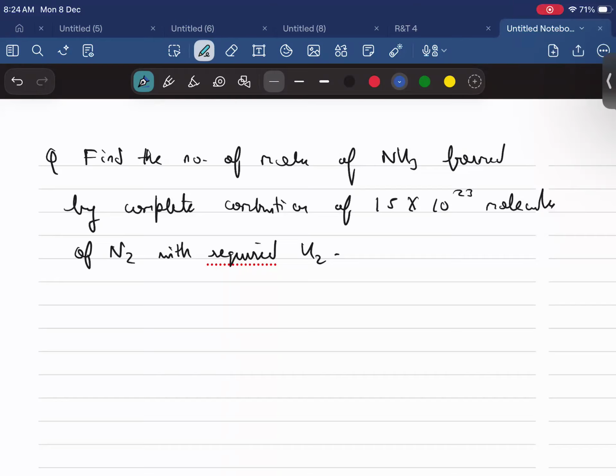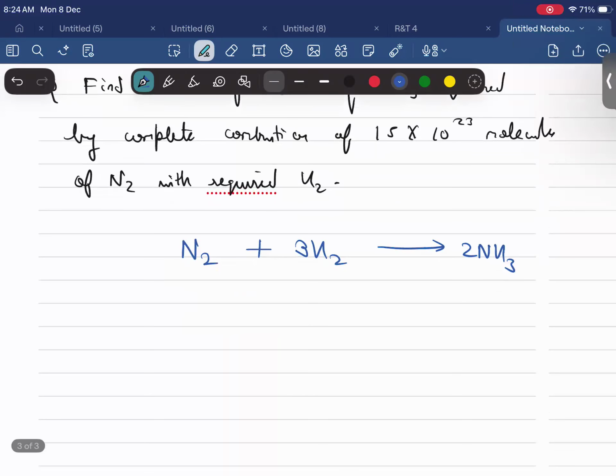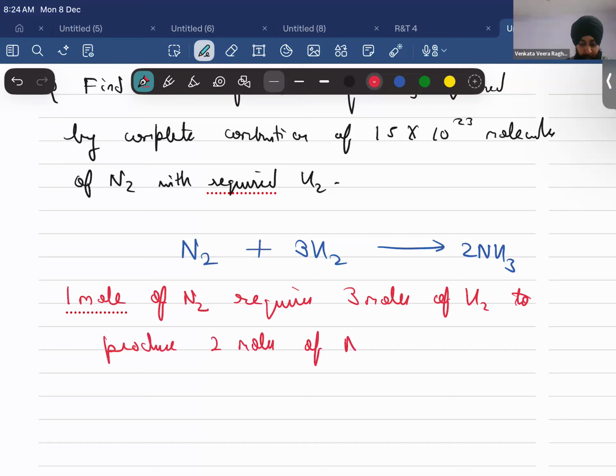N2 plus 3H2 gives 2NH3. Okay, that is the good balanced equation. N2 plus 3H2 gives me 2NH3. Now, what is the third step to do? Read the equation. Please, Mrinal, try to read this equation. 1 mole of N2 requires 3 moles of H2 to give 2 moles of NH3. Okay. Now, what is the next thing we have to do?